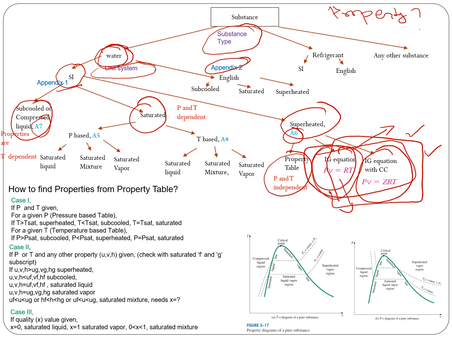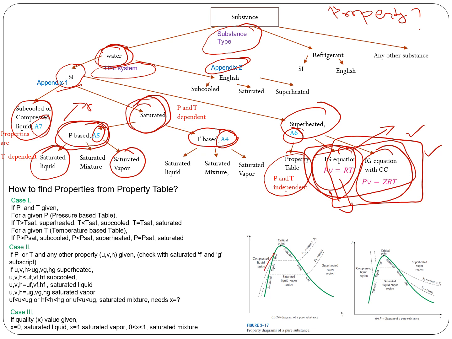Again, coming back to substances where phase change occurs, the saturated one, you'll find that for saturated you can have a pressure based table. So if the pressure is given, then you have to use the pressure based table, which is A5, and if the temperature is given in the problem, you have to use the temperature based table, which is A4. And when it is saturated, you have three options. It could be saturated liquid, it could be saturated vapor, like here. So this is a saturated liquid, this is all saturated vapor, and in between you have a mixture of saturated liquid and saturated vapor.